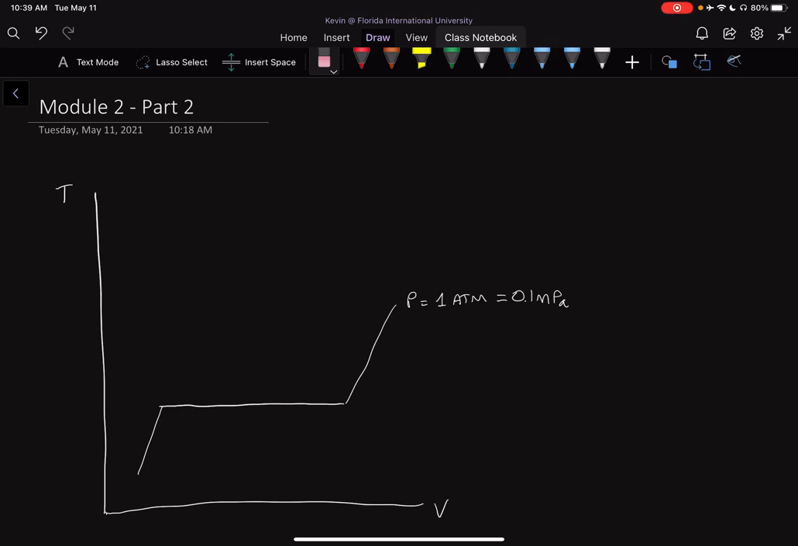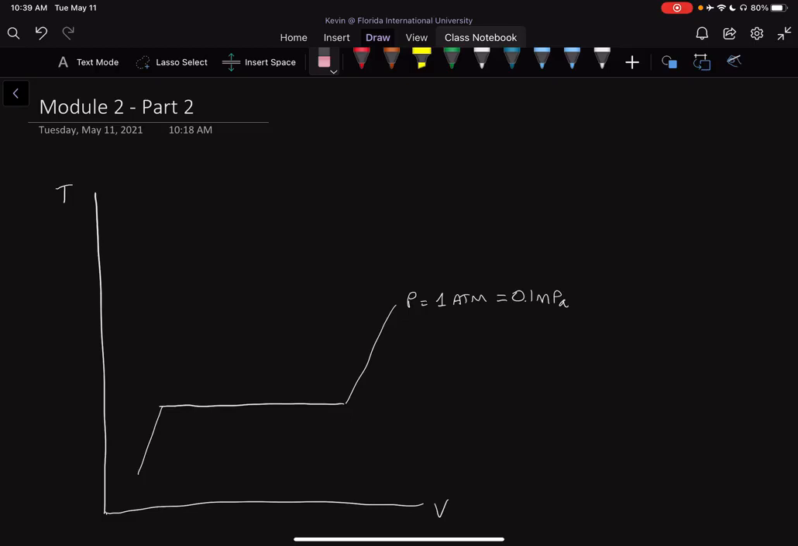Hello, everyone. We're now going to start with part 2 of module 2, where we're going to continue our discussion of property diagrams and specifically the TV diagram that we were working on last time. As you can see, I've redrawn the diagram in a simpler way with just the lines describing the process of increasing the temperature of water inside a piston cylinder.